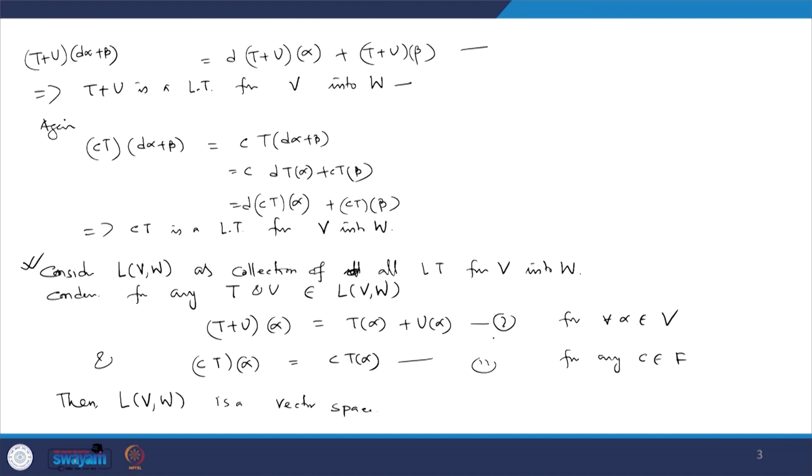Similarly, one can check 5 more axioms with respect to scalar multiplication. So, I am leaving it as homework for you. Please check that L(V,W) is a vector space with respect to the binary operations, that is, vector addition defined as 1 and scalar multiplication defined as 2. Let me see, can I give some dimension for L(V,W)?